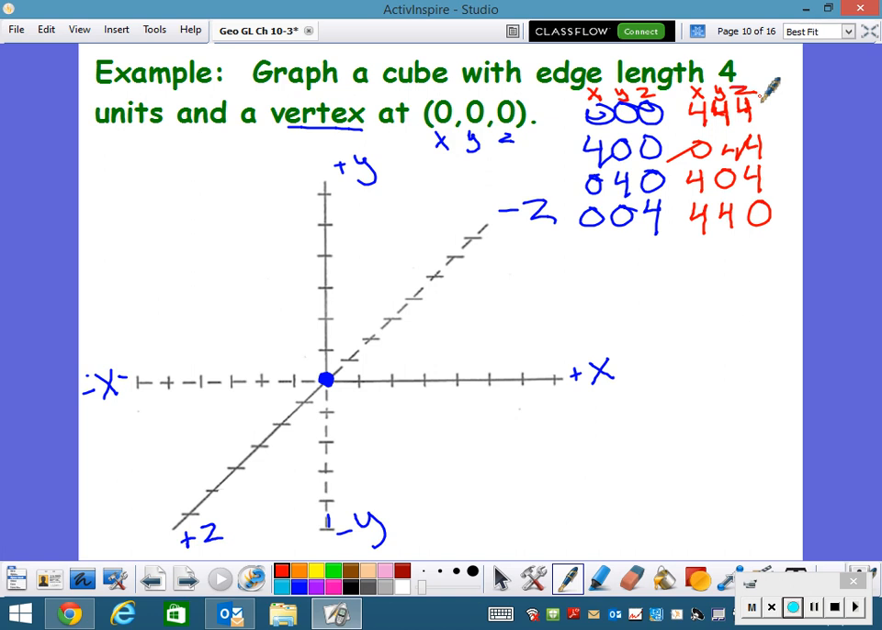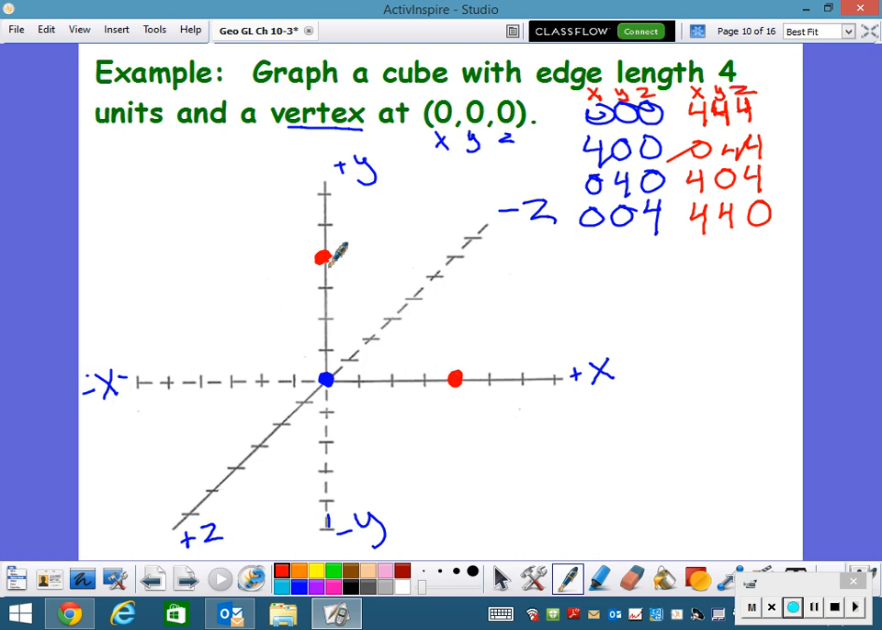Already did 0, 0, 0. So 4, 0, 0 tells me to go positive 4 on the x-axis. That's 4 to the right. 1, 2, 3, 4. I don't go anywhere on the y-axis, and I don't go anywhere on the z-axis. So I just put my dot right there. 0, 4, 0 is saying I don't go anywhere on the x-axis. I go 4 up on the y-axis. 1, 2, 3, 4. And I don't go anywhere on the z-axis, so I put a dot there.